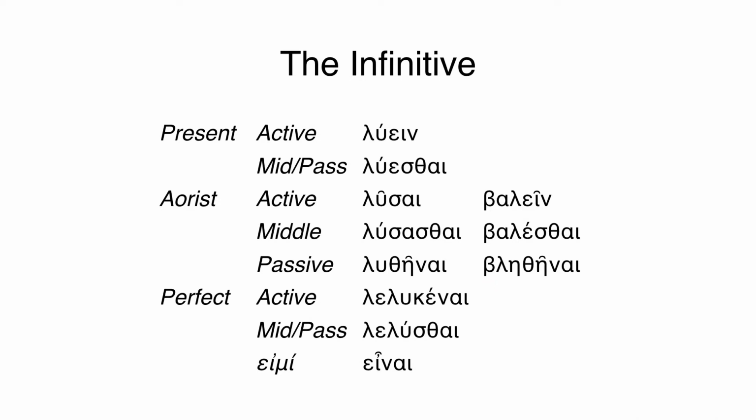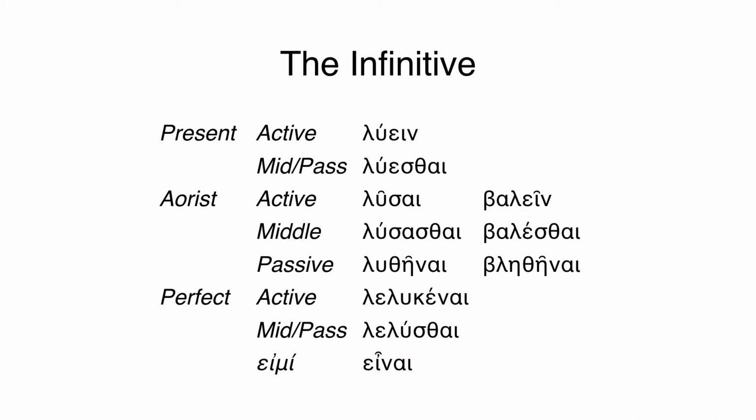Next we turn to the perfect infinitives. The active form is lelukenai. We'll notice the characteristic reduplication for the perfect in the infinitive, remembering that reduplication is not like the augment, which does not occur outside the indicative mood. The reduplication of the perfect does occur outside the indicative mood. The middle passive perfect is lelusthai.